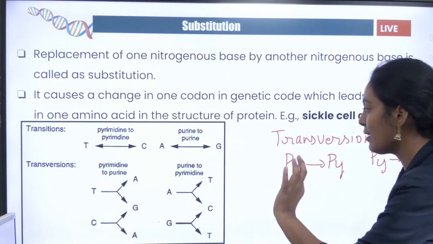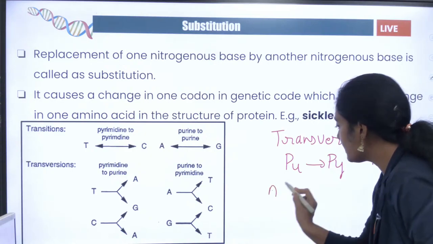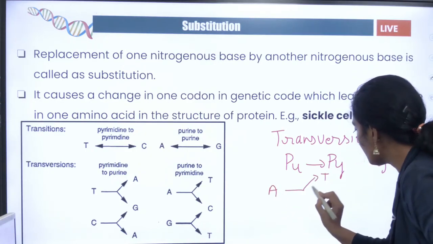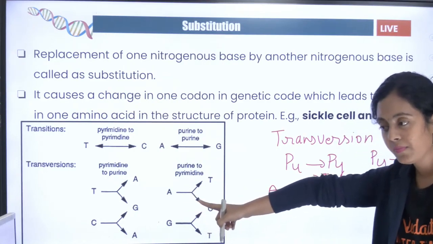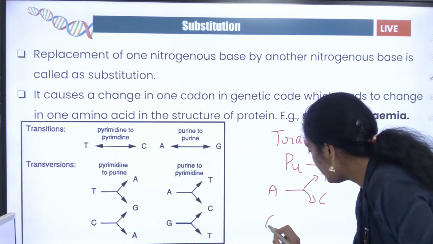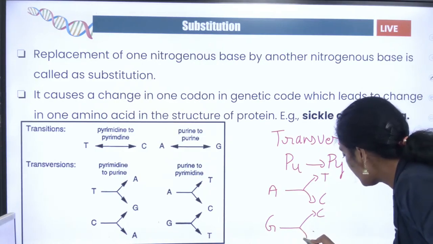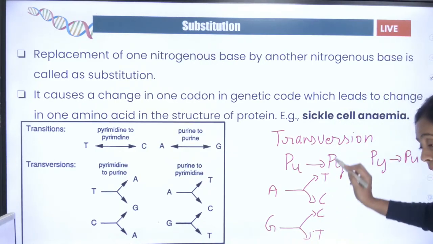Okay, now let's take purine as an example. Adenine is a purine, correct? So this purine can be substituted by what? Thymine and cytosine. Here it is, correct? I have guanine, which is a purine. Now this can be substituted by cytosine or thymine. These two are what? Pyrimidines.